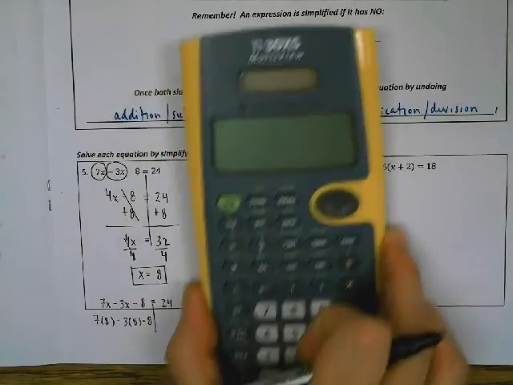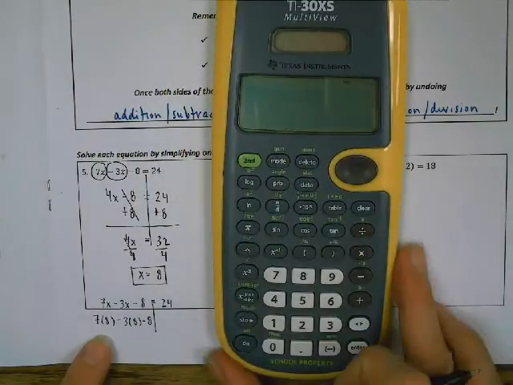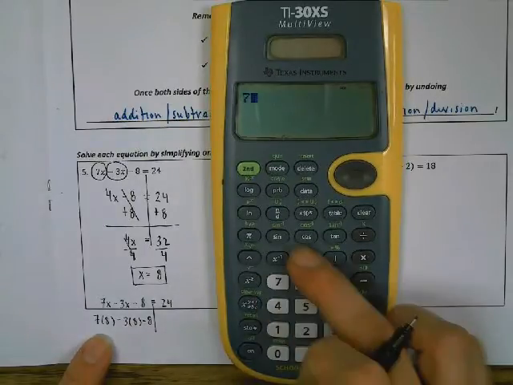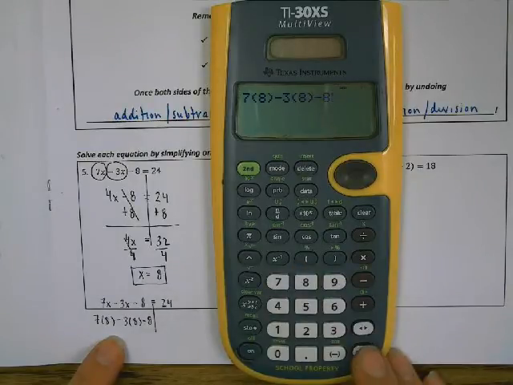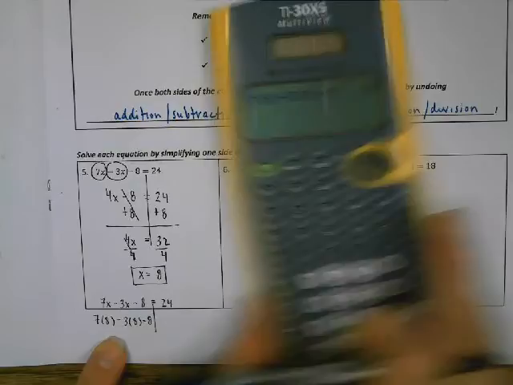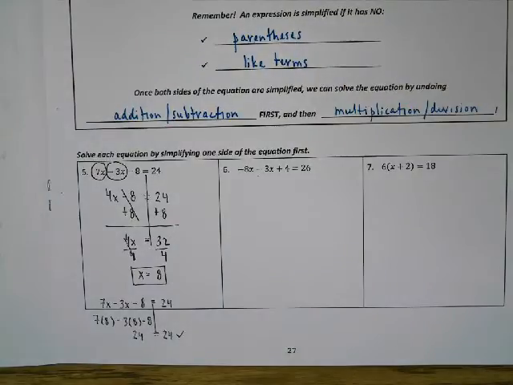So now I'm going to use my calculator to check this out, see how I did. So I'm going to enter it exactly the way I wrote it here. So 7 parentheses 8 minus 3 parentheses 8 and then minus 8. And we get 24. So since that matches my right side, I know my answer is correct.